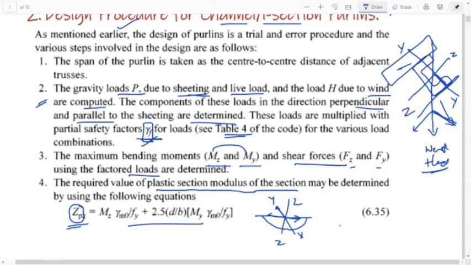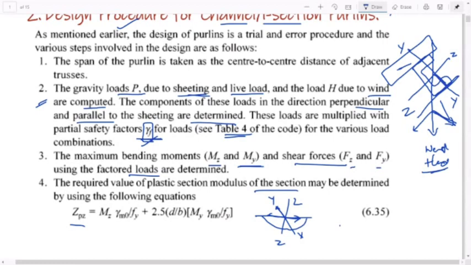Okay, this is the plastic section modulus, considering the Mz moment. Of course, the influence of My is also taken in the calculation of plastic section modulus by this simple equation. See here, section modulus about z is equal to Mz gamma m0 by fy plus 2.5 d by b into My into gamma m0 by fy.